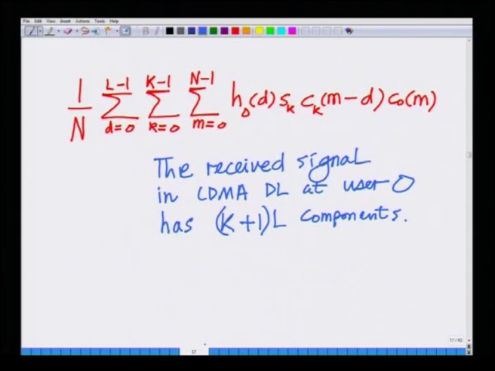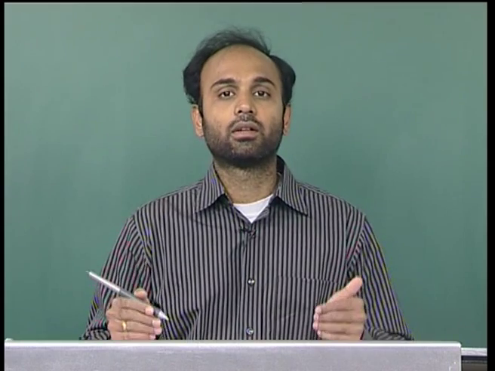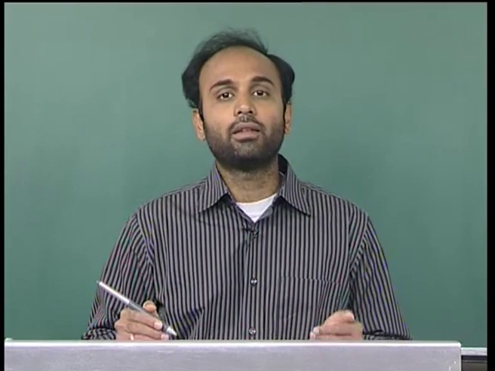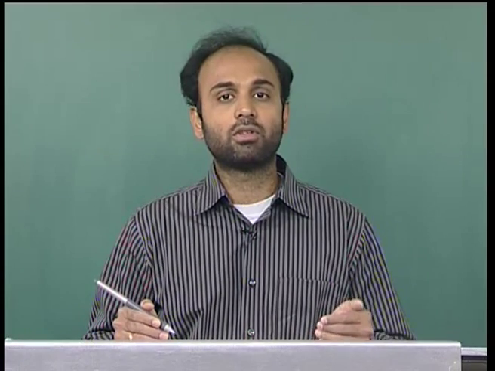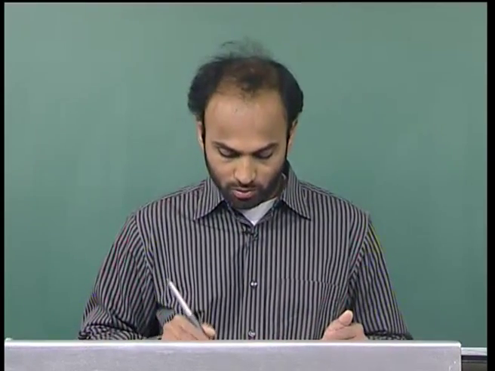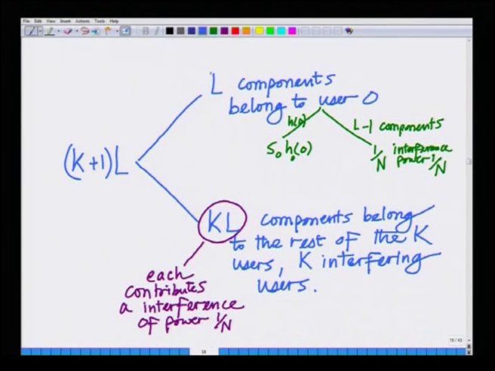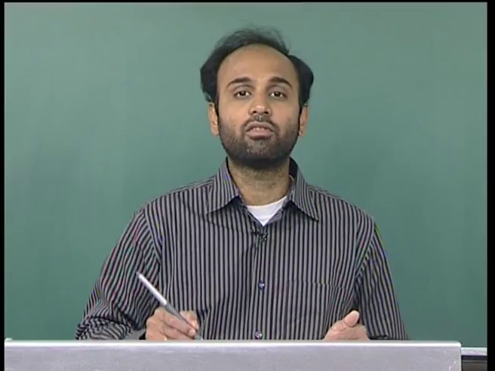Now, remember, each user signal passes through this L tap frequency selective channel, and there are K plus 1 users: user 0, who is the desired user, and users 1 to K, who are the interfering users. So, there are K plus 1 users passing through L component frequency selective channels. Hence, at the received output there are totally K plus 1 times L components. Out of these, L components belong to user 0, and the remaining K L components belong to the interfering users. This is the point at which we had stopped in the last lecture. Now, let us resume our analysis of the CDMA downlink.